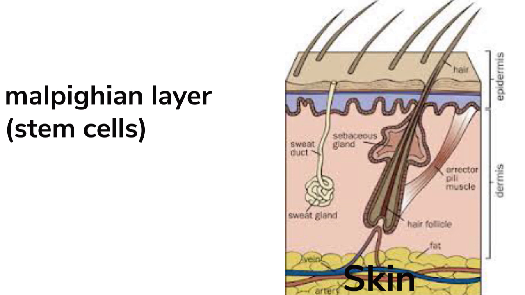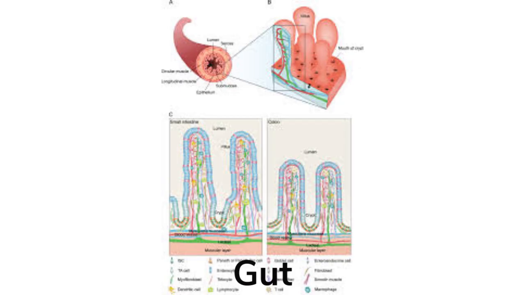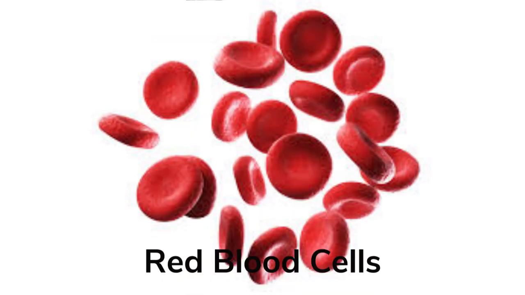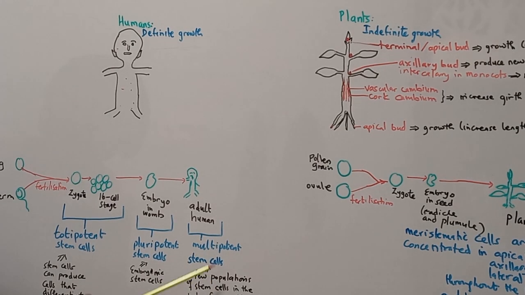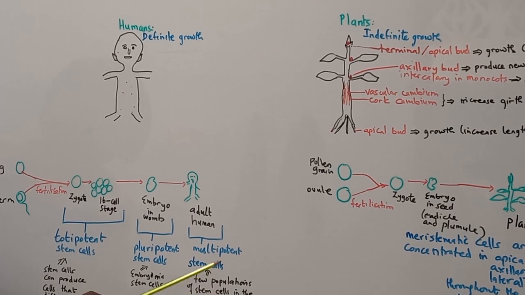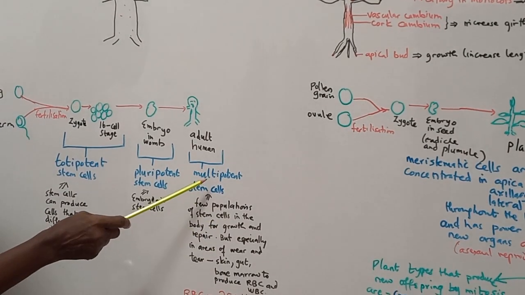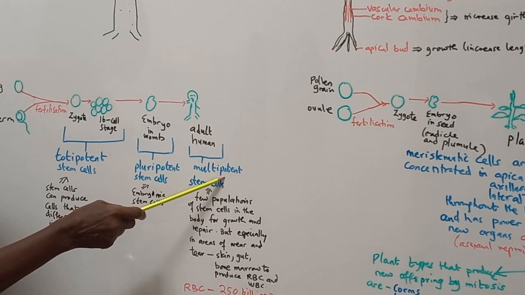By the time the person is an adult, there are few populations of scattered stem cells in the body, but you have more of them concentrated in places like the skin and the gut, where wear and tear goes on fast, and bone marrow, where red blood cells and white blood cells are made. In the bone marrow, 250 billion red blood cells and 20 billion white blood cells are lost and replaced daily. And so few stem cells produce specific specialized cells, and they are known as multipotent stem cells.